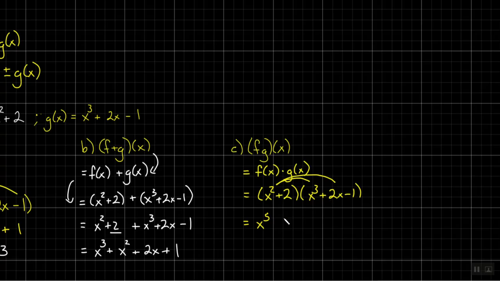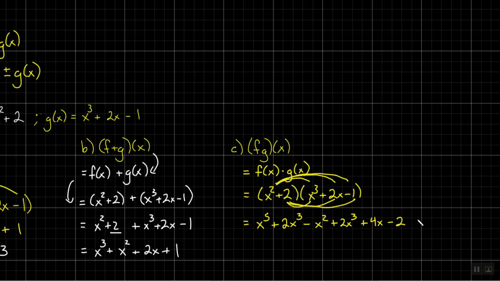X squared times 2x gives me 2x cubed. X squared times negative 1 is negative x squared. What do I do next? The other one. So we'll go here, right? 2 times x cubed is 2x cubed. 2 times 2x is 4x. And 2 times negative 1? Negative 2. Now, this is the order that I would always encourage you to do it in.